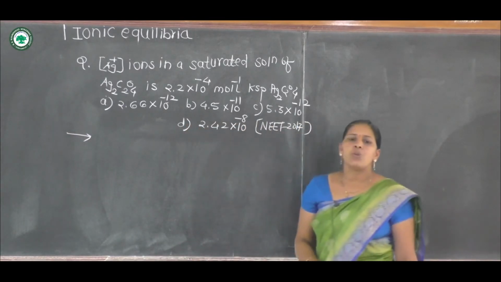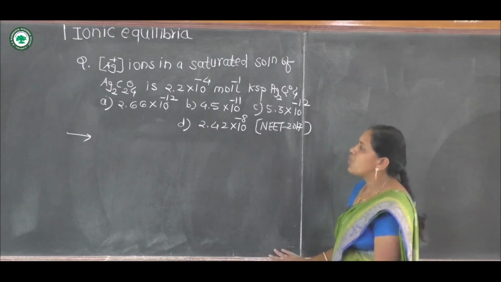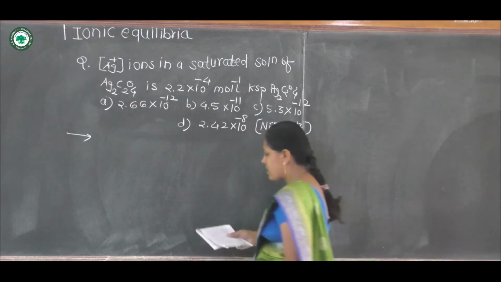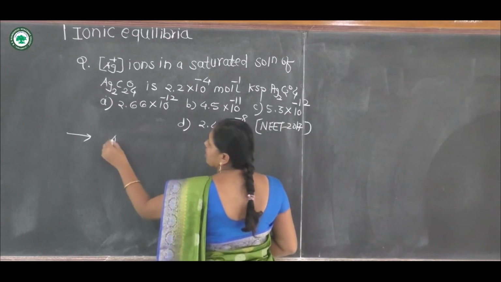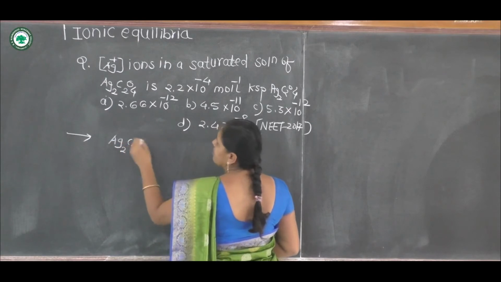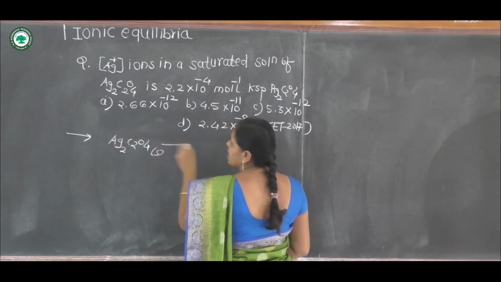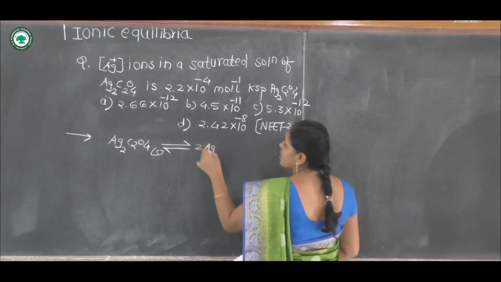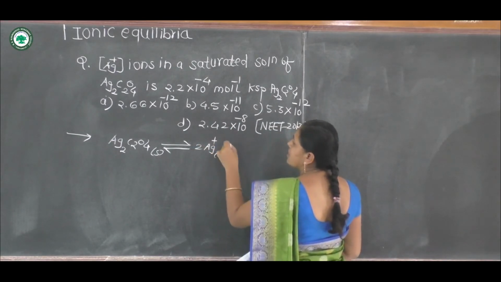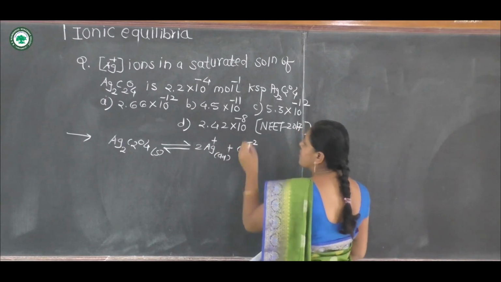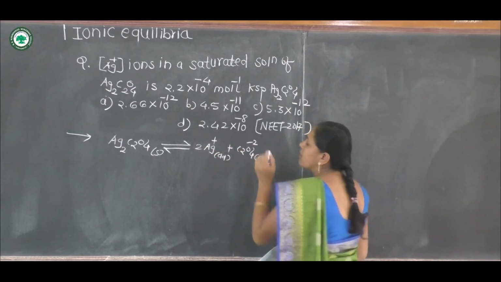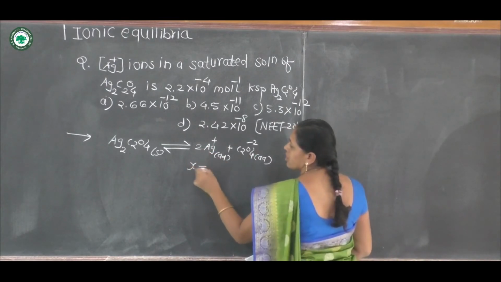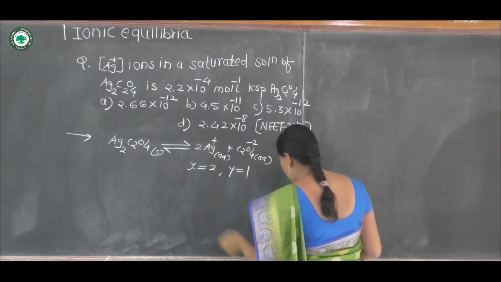First of all, we have to calculate the relation between solubility and solubility product for this silver oxalate. Now, silver oxalate is dissociated into its ions as 2Ag+ plus oxalate 2-. Here the value of x is equal to 2 and the value of y is equal to 1.